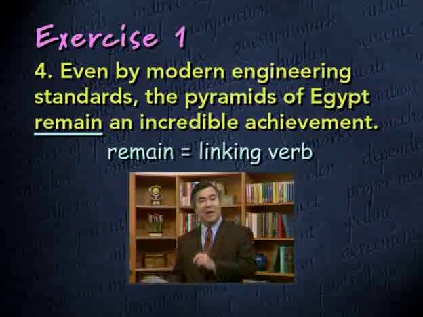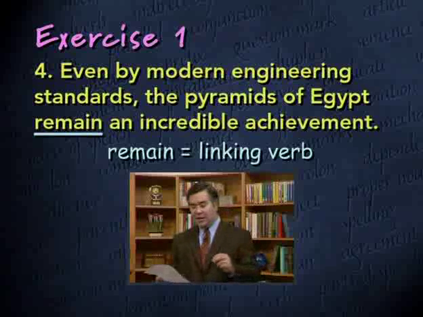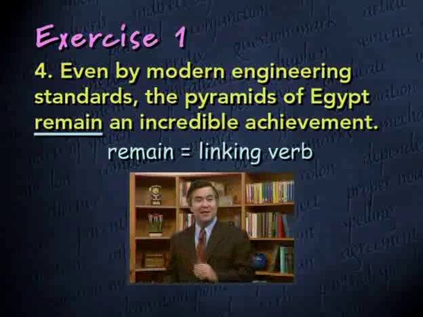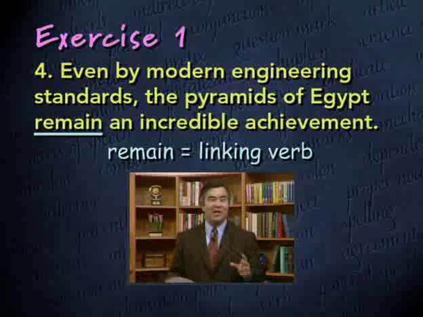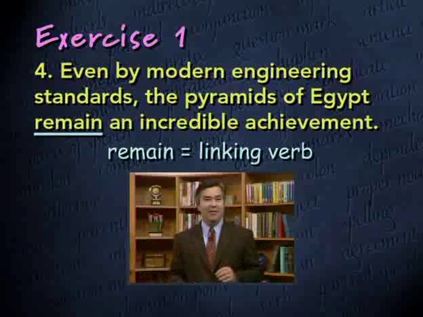These words explain what the pyramids of Egypt are. They are an incredible achievement. So what comes before and after the verb in this sentence, those two things are being equated. We're being told that they are the same as one another. And that makes the verb remain a linking verb.